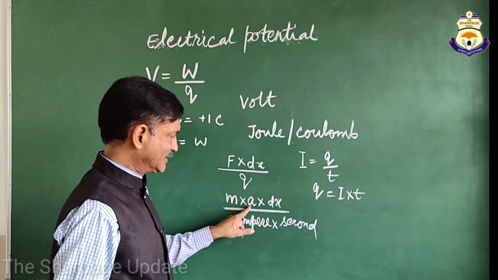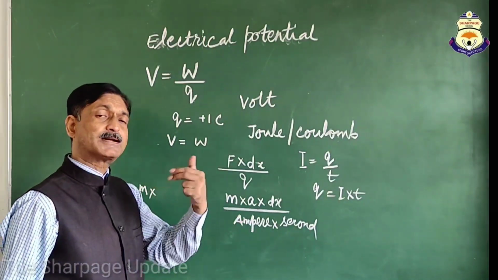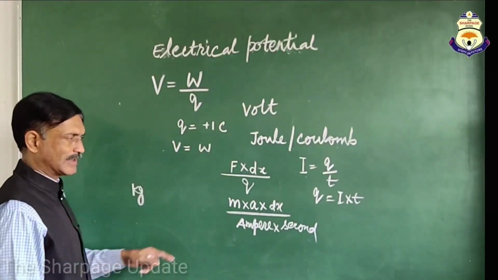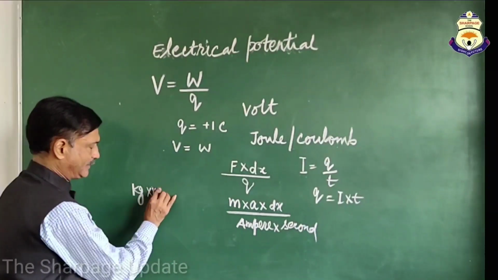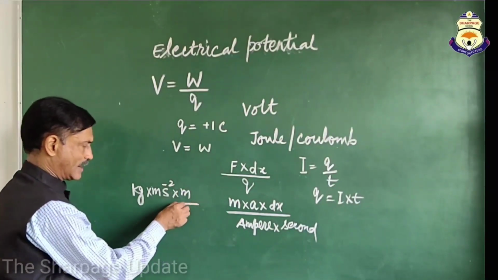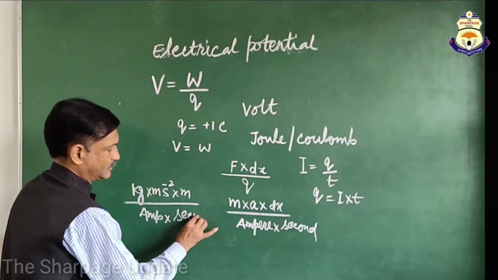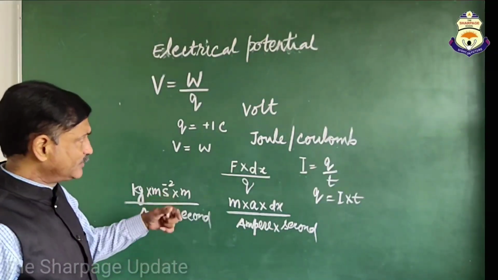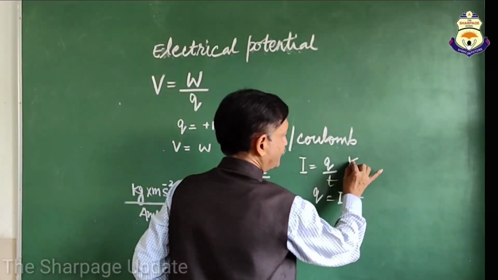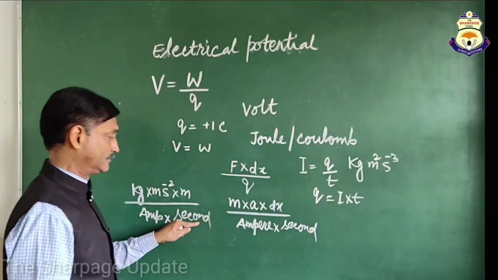Here, mass and acceleration. The SI unit of mass is kilogram. The SI unit of acceleration is meter per second square. The SI unit of displacement is meter, upon ampere into second. So another unit of electrical potential can be written as kilogram meter square per second cube.